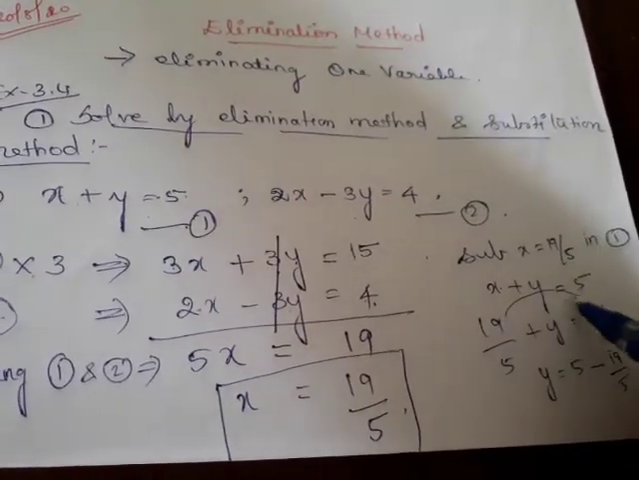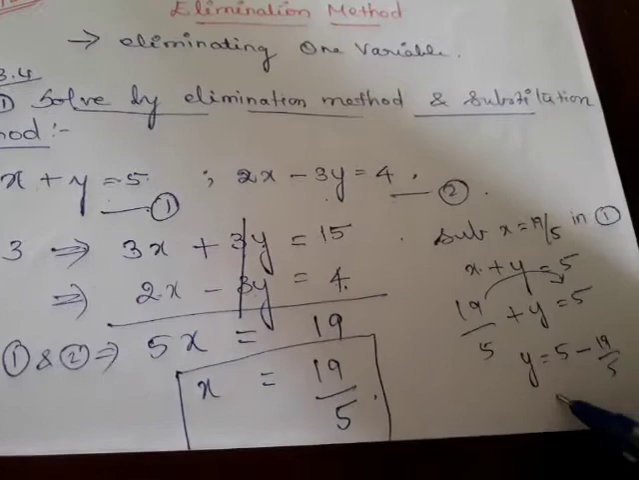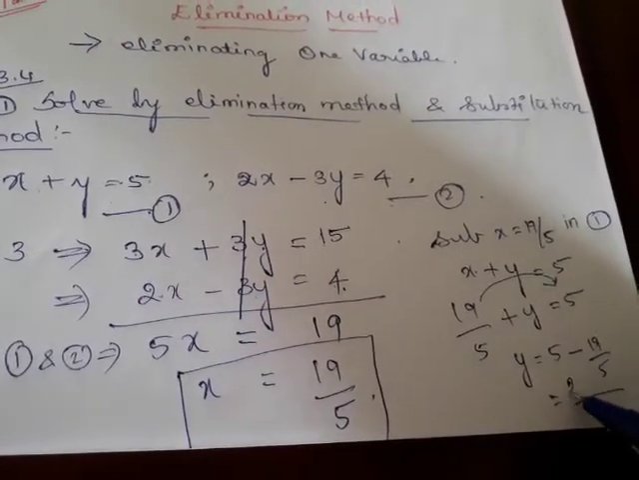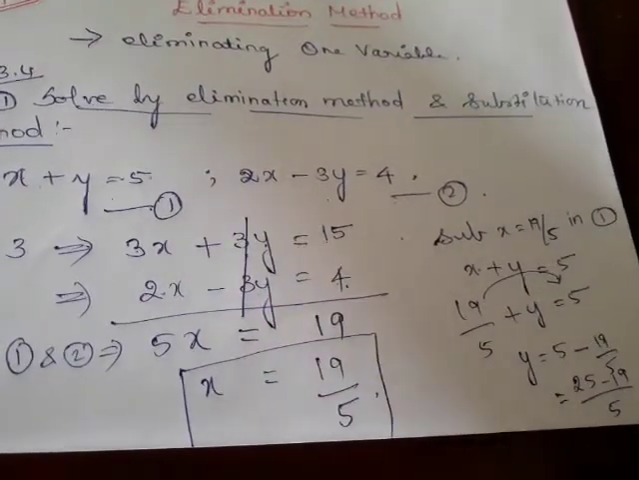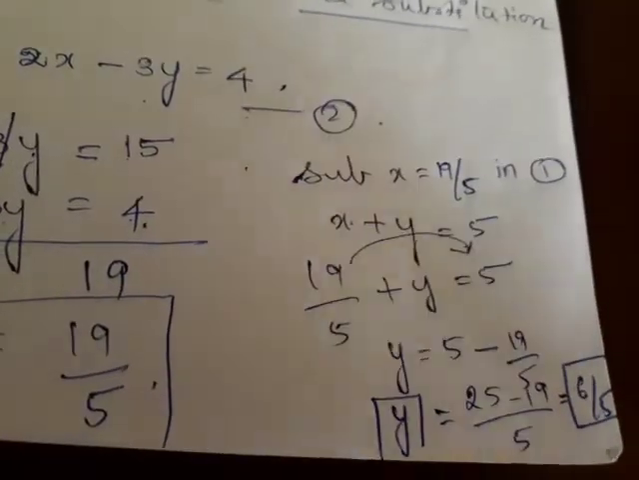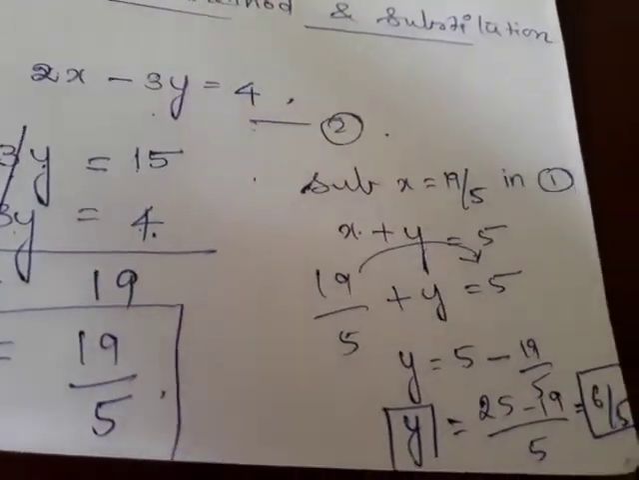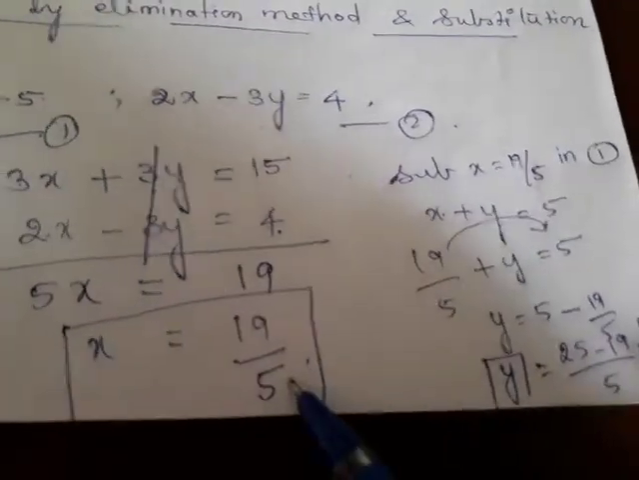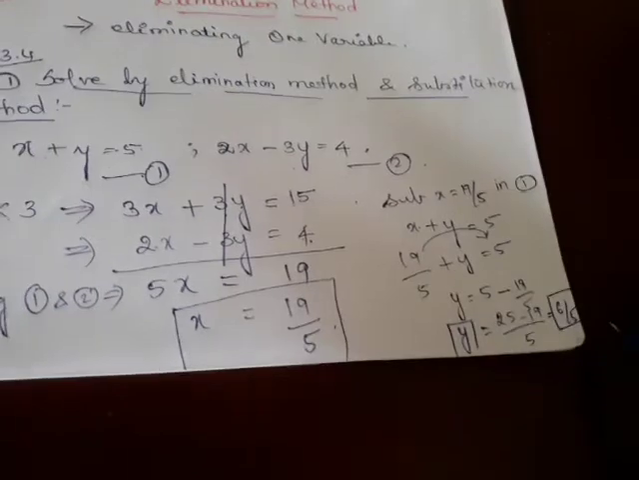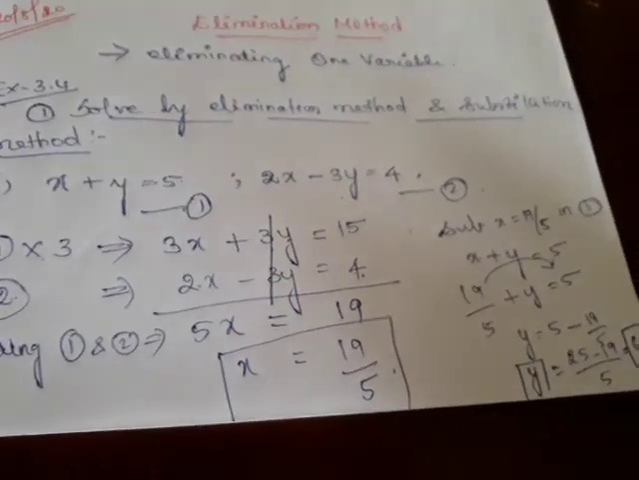I am bringing this 19 by 5 to the other side. Now take LCM. So it will become 25 minus 19. So y equals 6 by 5. Y equals 6 by 5, and we got x equal to 19 by 5. Thus we arrived at the solution of the pair of linear equations. This is called the elimination method.